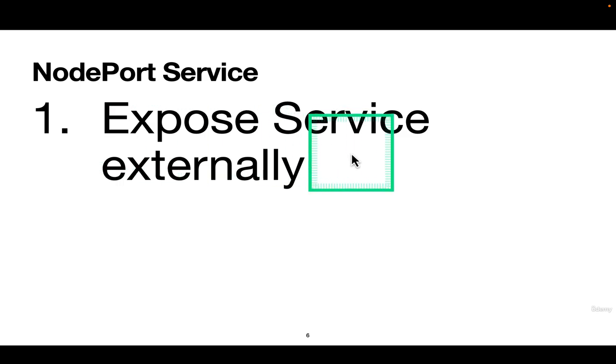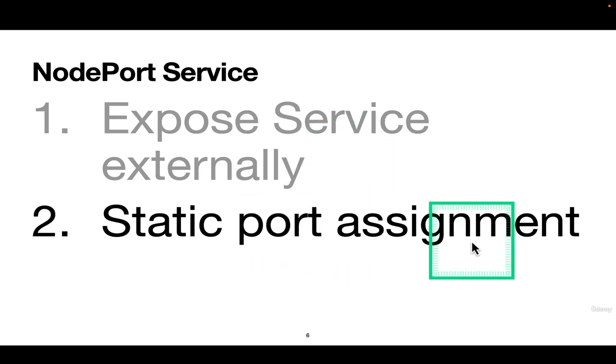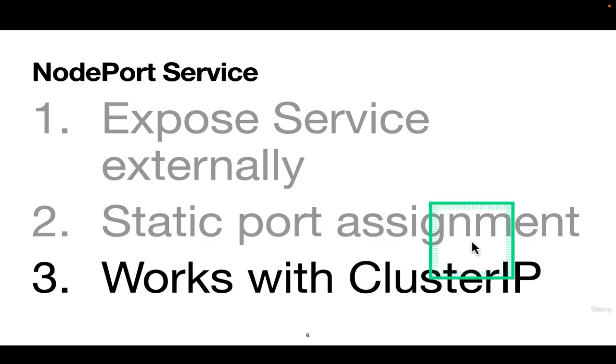NodePort service: expose a service externally. NodePort services are used to expose a service externally by assigning a static port on each node of the cluster. Static port assignment: the static port is accessible from outside the cluster, allowing external clients to connect to the service. NodePort works in conjunction with ClusterIP, which distributes traffic internally to the appropriate pods.